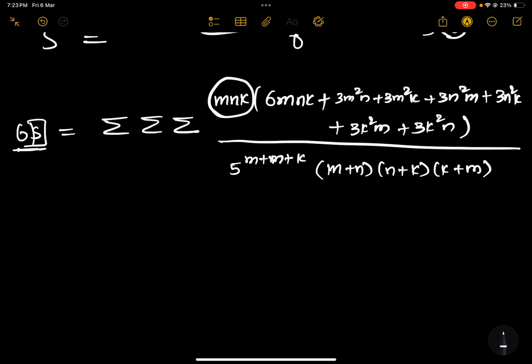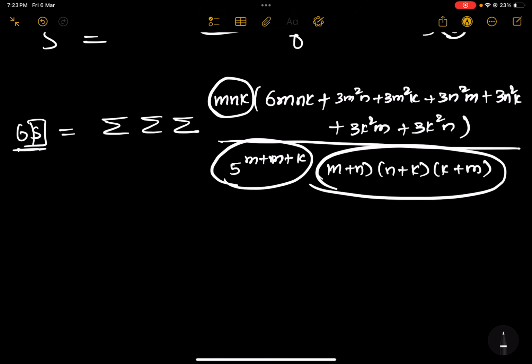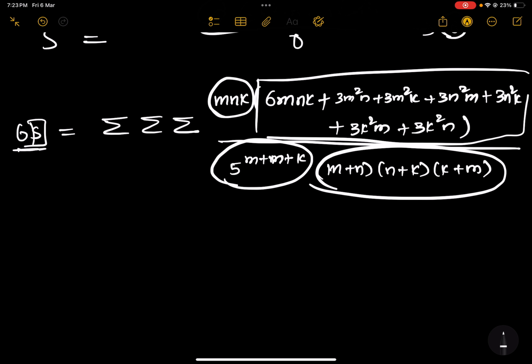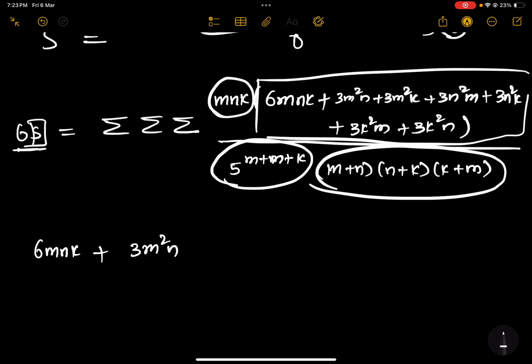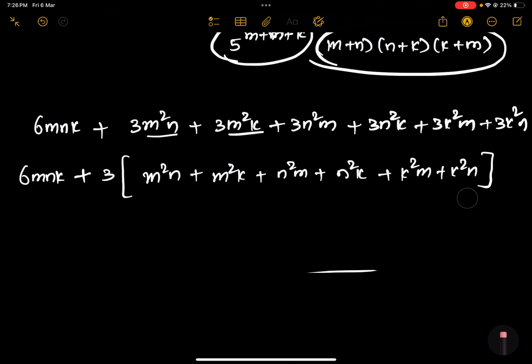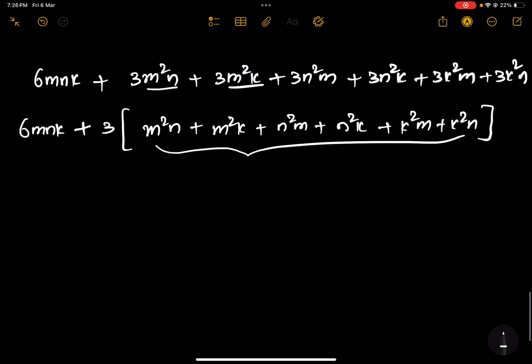This is a symmetric term, this is a symmetric term, this is a symmetric term. So now let us consider this particular term in the numerator. That is simply 6mnk plus 3m square n plus 3m square k plus 3n square m plus 3n square k plus 3k square m plus 3k square n. So now you have this particular expression. Now what is this expression? Let us see what this is.